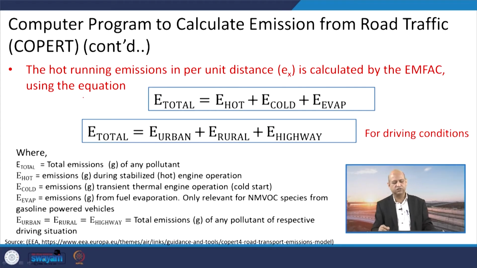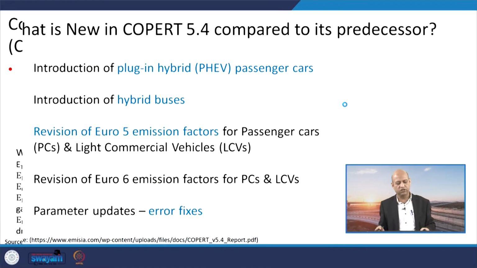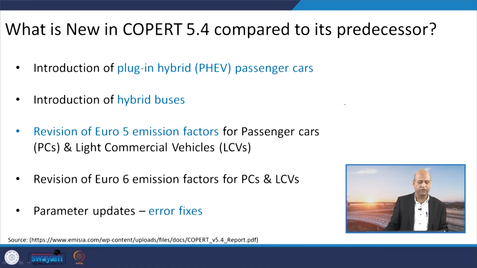These are the equations which are basically used for this COPERT model. Total emissions: hot means emission during stabilized hot engine operation when it is running, cold means when you are starting, and evaporation means evaporative emissions. Those emissions are clubbed together, so that total emission is calculated. Total emissions you can also have in different areas like urban area, rural area, on highway. That way you can have the regional emission inventory for different driving conditions. So, in that way it is a versatile model, I would say.